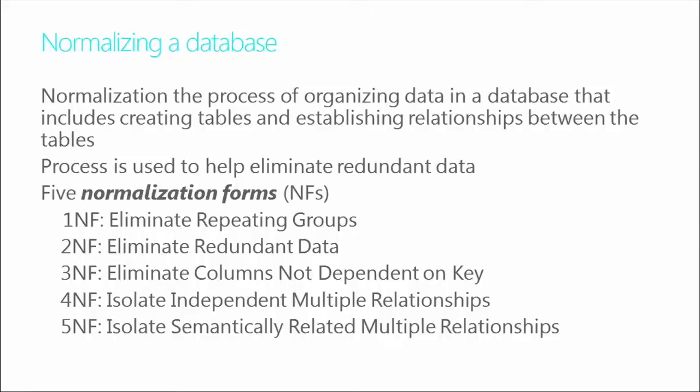By default, there are 5 normalization forms, as you can see here. One is eliminating repeating groups. Eliminating redundant data is number 2. And the third level is eliminating columns that are not dependent on the key. We'll introduce what that means in just a little bit. Forms 4 and 5 are isolating independent multiple relationships and semantically related multiple relationships. We're not going to drill into those at all. I just want to show you that if you look up normalization, you're going to see 5 levels. Most databases are designed to 3, and that's what we're going to focus on here.